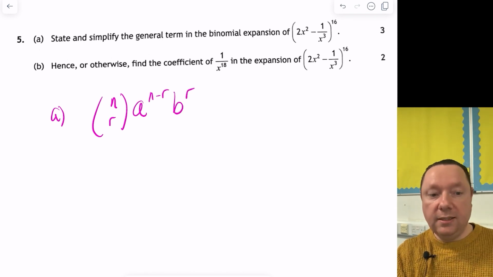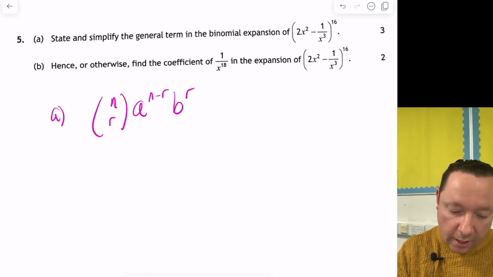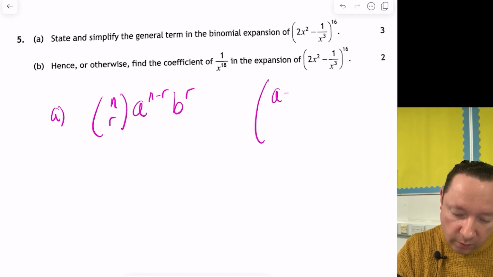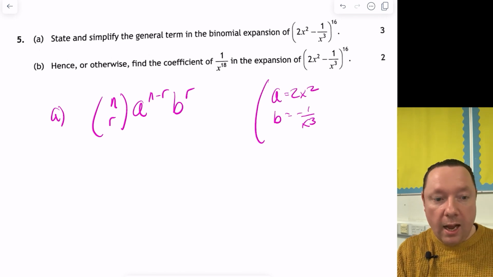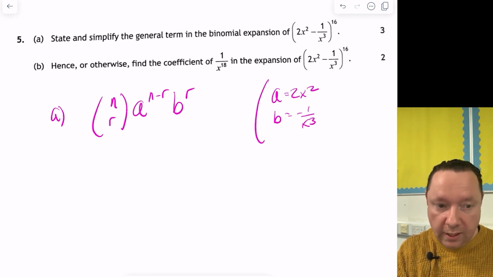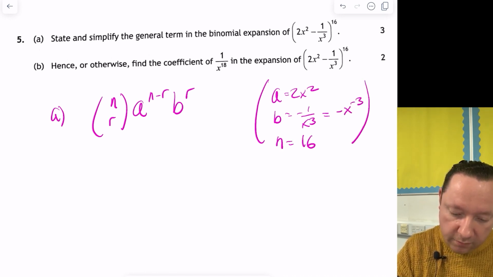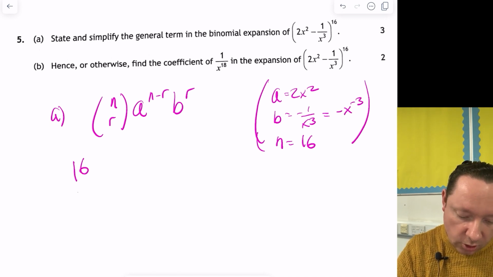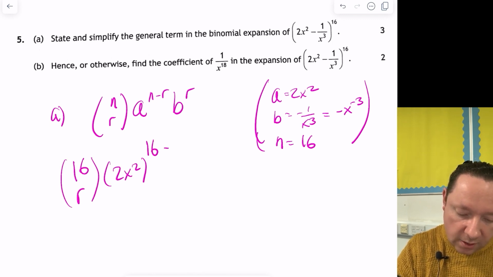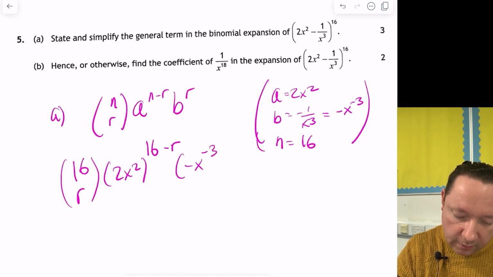So r in this case is 16, okay? And what's our a and b? Well, a is just 2x squared, of course. B is minus 1 over x cubed, and we can say that n is equal to 16. Now I might as well just change that to minus x to the minus 3 straight away for my substitution. So we've got 16 choose r, 2x squared, 16 minus r, minus x to the minus 3 r.